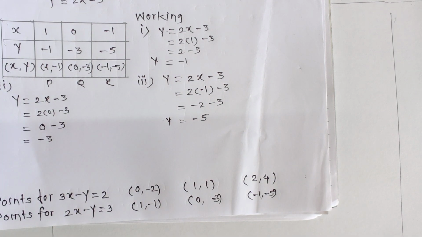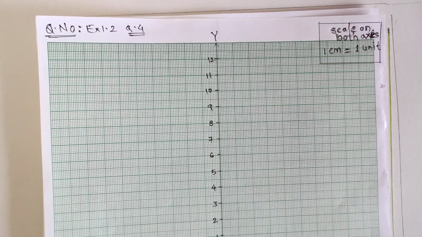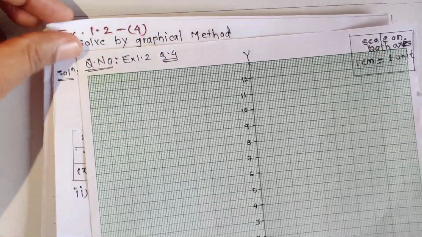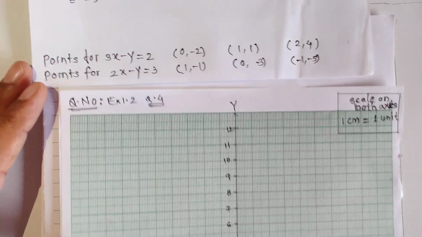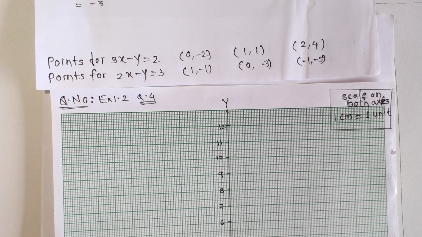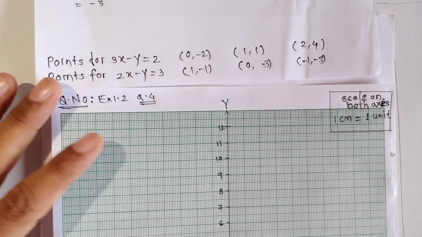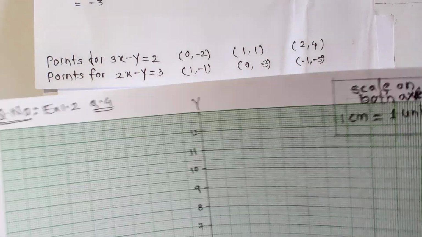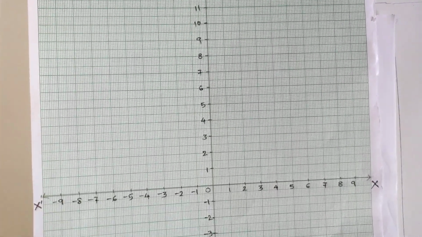Now let us plot the graph. Now see how to plot the graph of the second equation. Here these are the points for the first equation and these are the points for the second equation. Plot these points. Here the x-axis and y-axis are already drawn. We have to draw the Cartesian coordinate system.